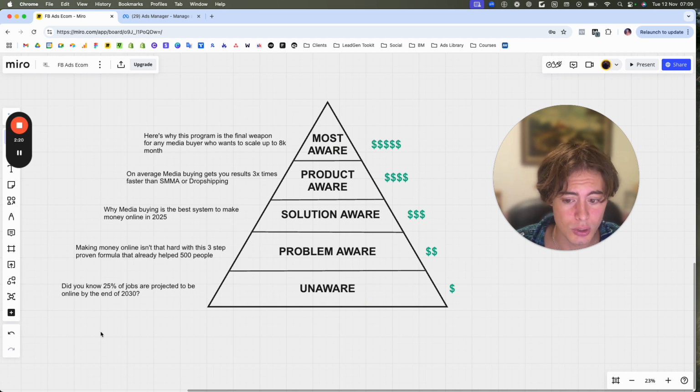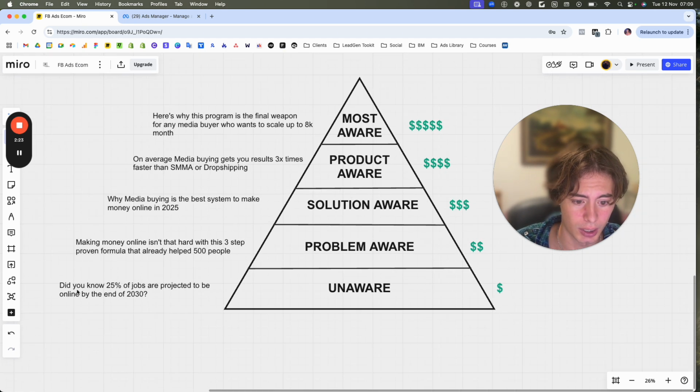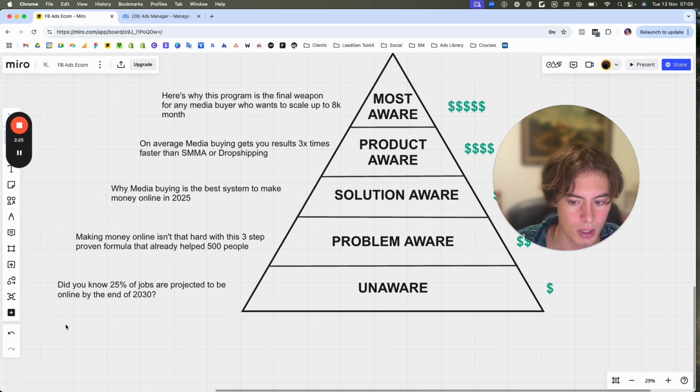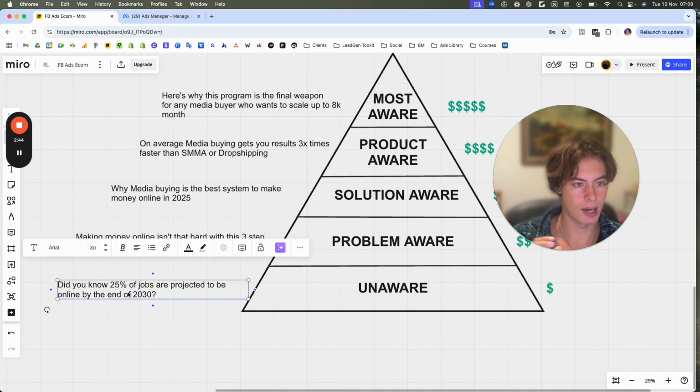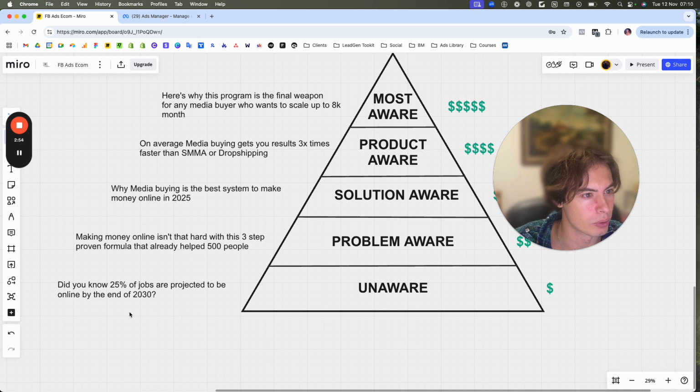As you can see right here, this can be a marketing angle that you want to use for unaware people. You want to say, did you know that 25% of jobs are projected to be online by the end of 2030? This specific marketing angle resonates very well with people who never question their 9 to 5, never question anything, and have just been working that job for the past 10 years, right? Because this is essentially opening their eyes to a new problem. They're like, oh wait, 25% of jobs are going to be online. Doesn't that mean perhaps I can also start making money online? Let me take a look into that, right?